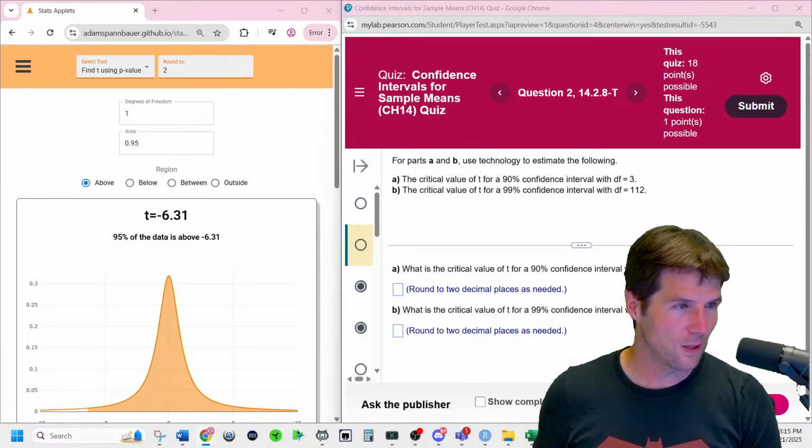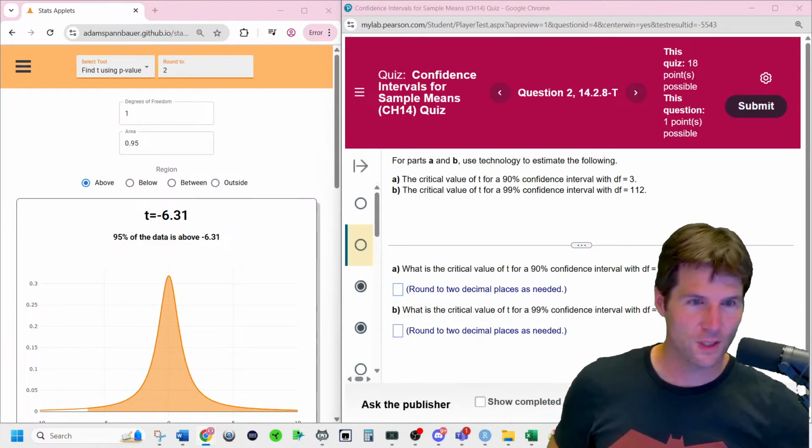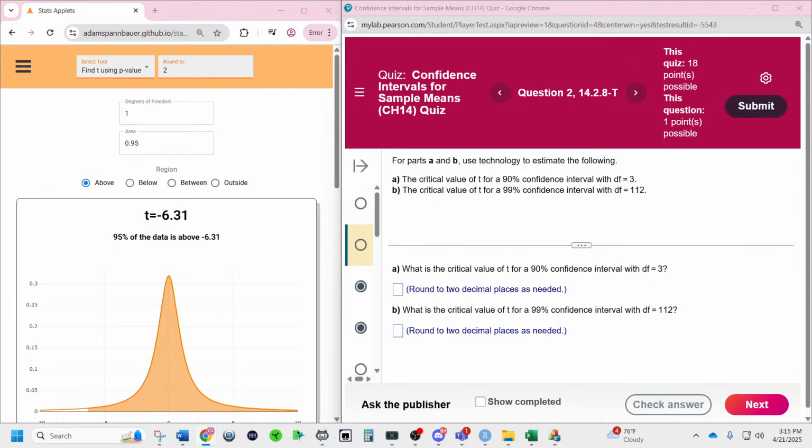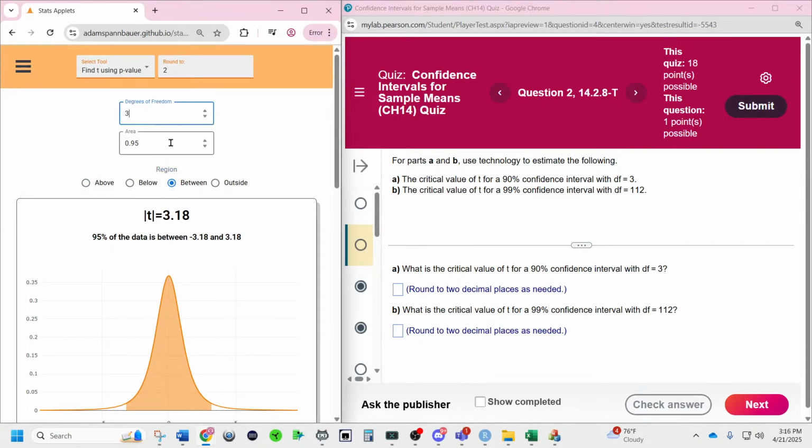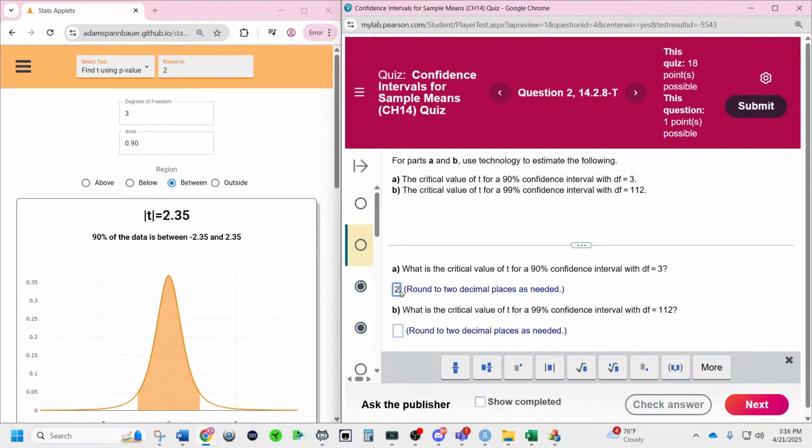Do you know how to do this one right here? We have to have the t applet up. And so then how do we do this one right here? It says make a 90% confidence interval with degrees of freedom equal 3. It's a tricky one to guess. You have to be using the t, and then you have to put the degrees of freedom, and then you have to put in 90. And there's the answer. So the next one just follows.